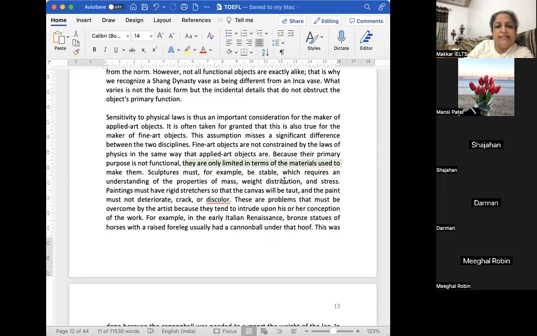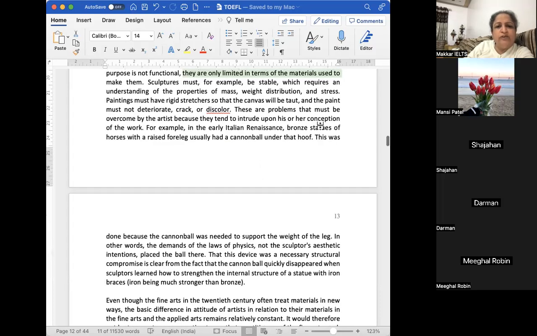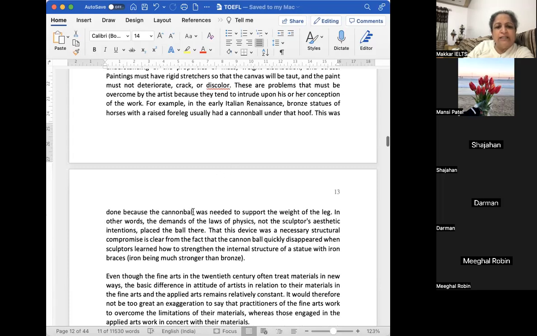Sculptures must, for example, be stable, which requires an understanding of the properties of mass, weight, distribution, and stress. Okay? आगे देखो. Paintings must have rigid stretchers so that the canvas will be taut and paint must not deteriorate, crack, or discolor. These are problems that must be overcome by the artist because they tend to intrude upon his or her conception of the work. For example, in the early Renaissance, bronze statues of horses, ये हम पहले पढ़ चुके हैं ना सारा, so you've read this 2-3 times. This was done because the cannonball was needed to support the weight of the leg. In other words, the demands of the laws of physics, not the sculpture's aesthetic intentions, place the ball there.